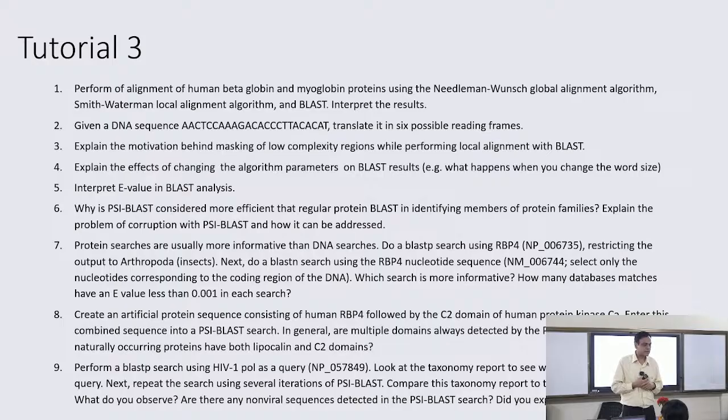Okay. So let's begin with the first question, which is performing alignment of human beta globin and myoglobin proteins using the Needleman-Wunsch global alignment algorithm, Smith-Waterman local alignment algorithm, and BLAST, and then interpret the results. Okay. So, did you all understand the dynamic programming algorithm that we discussed yesterday? We were doing it by hand actually, kind of, right?